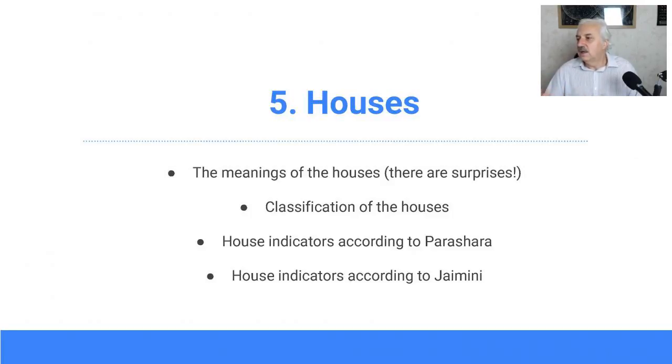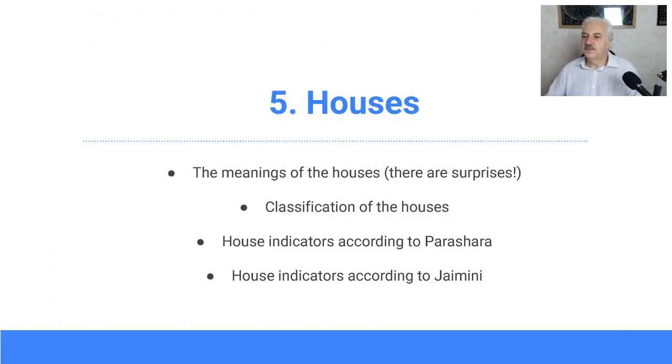And this system gives us some natural, pretty much logical house indicators. And then there is a system of Jaimini, which represents Jaimini astrology, Jaimini Jyotish, which is very different, very advanced. They say Jaimini was the disciple of Parashara, and actually what Jaimini created was just further development of the ideas of Parashara. But still, the astrology is so different that some people argue that it's a totally different system.